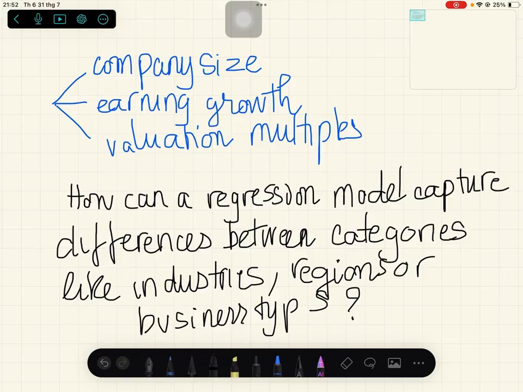A normal regression model only understands numbers, but the real world is full of categories. Companies belong to sectors, countries belong to regions, products belong to different groups. So, how do professional analysts include this information? The answer is one of the most important tools in regression analysis: the dummy variable.